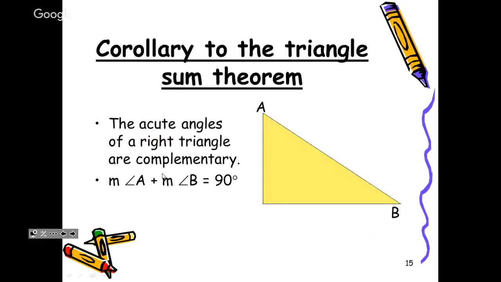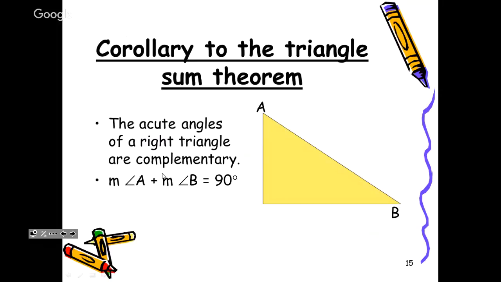All right, corollary to the triangle sum theorem. Now, corollary just means special case. It means if this happens or this occurs, this special thing does happen. So what this is telling us is that if we have a right triangle, so only for right triangles, it doesn't work with acute, doesn't work with obtuse, doesn't work with equilateral, only works with right triangles. And what it says is if we have a right triangle, then the two non-right angles are complementary.